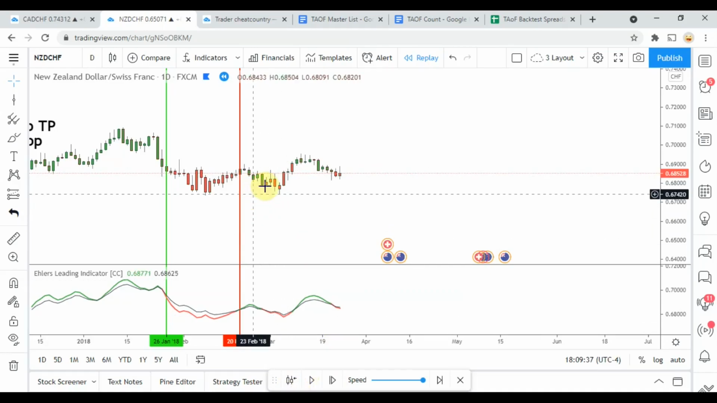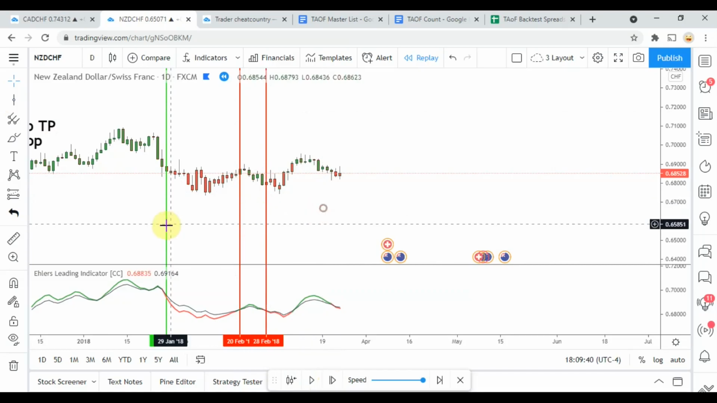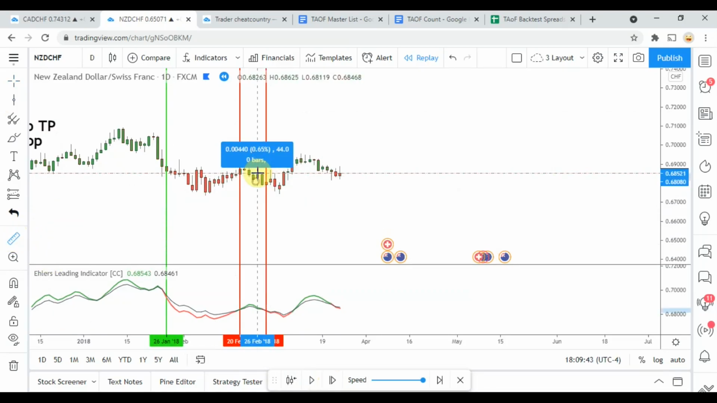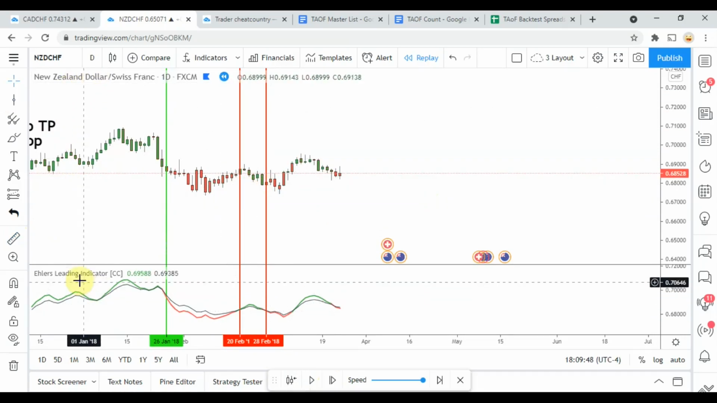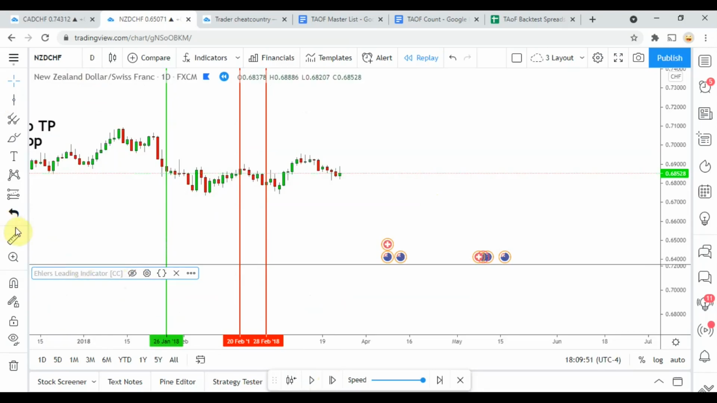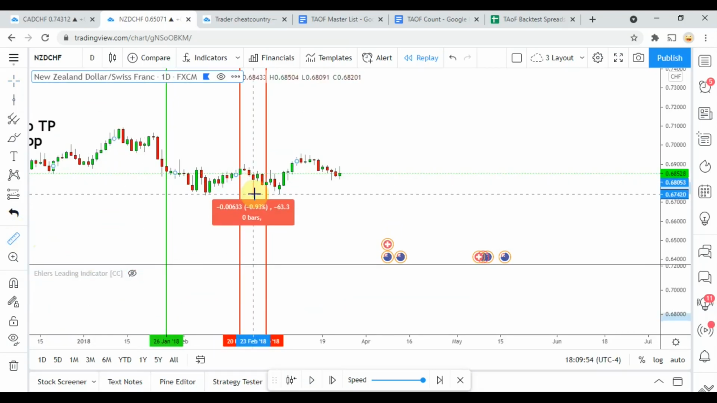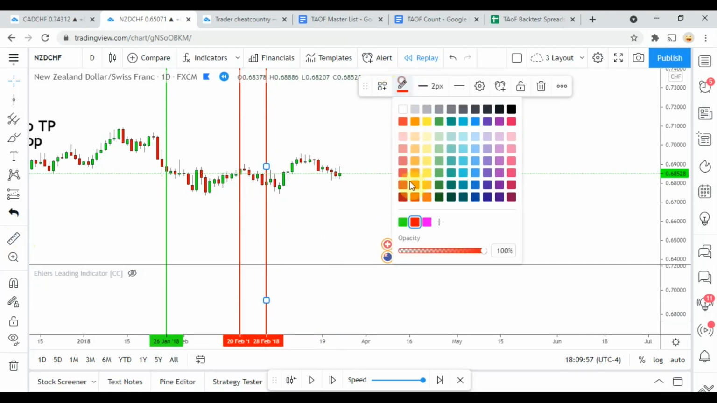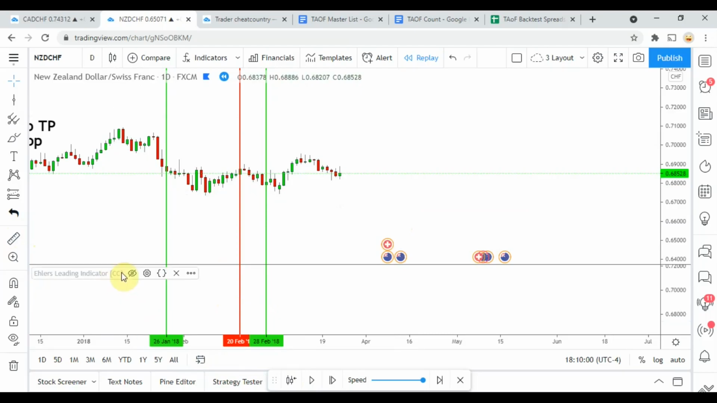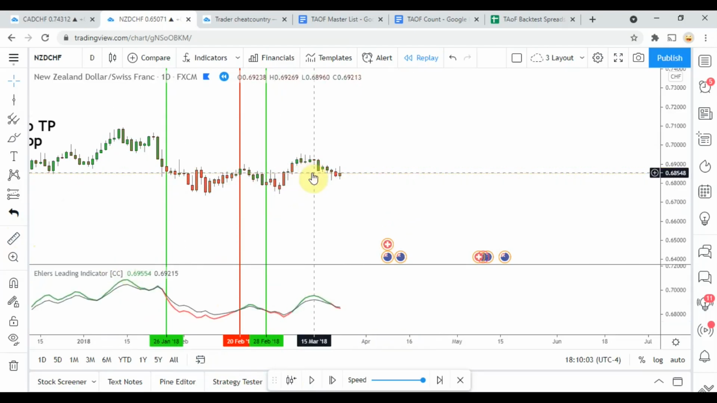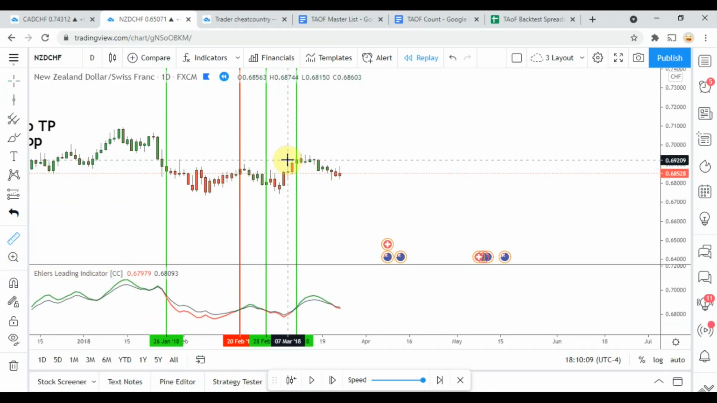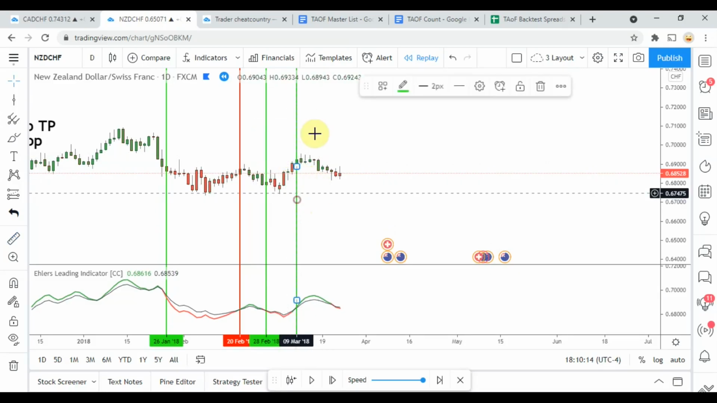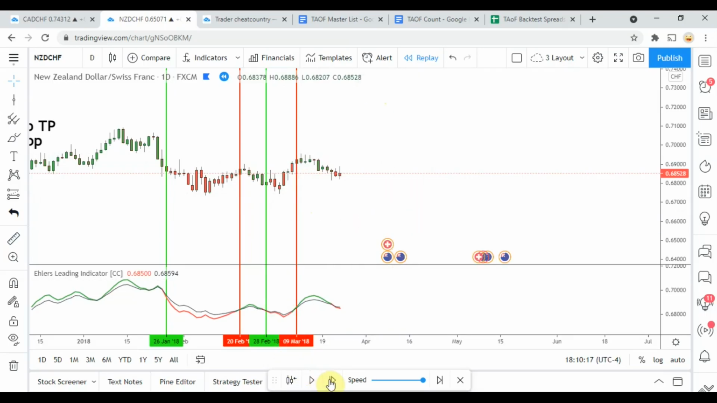It almost immediately reverses on us and comes down and gives us a short signal right there. Let's see. Yep, so that is the candle there, and that one does get us to take profit. Then over here on this side, we pick up a long there, and that one's going to get us stopped out as well.